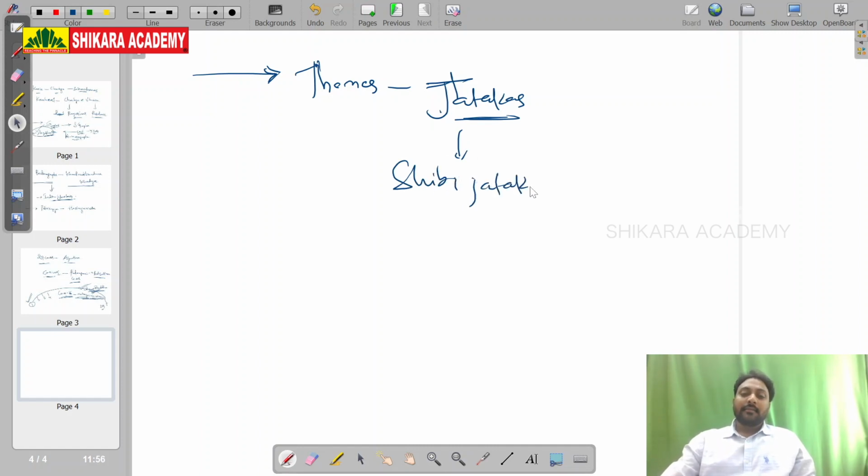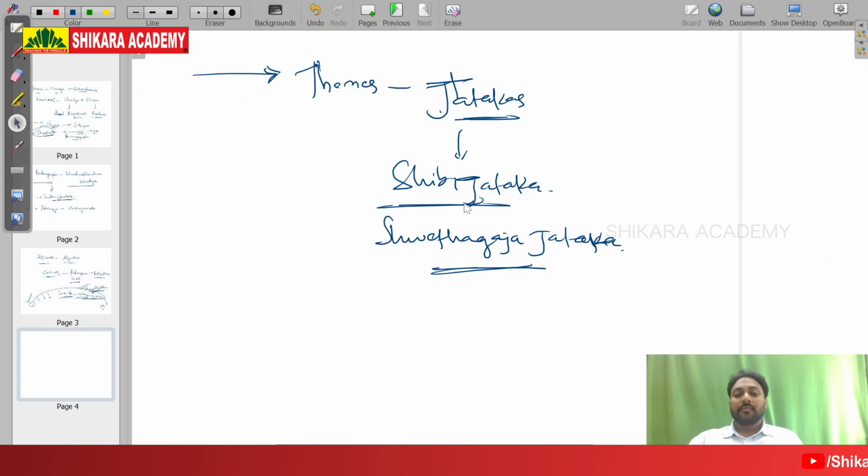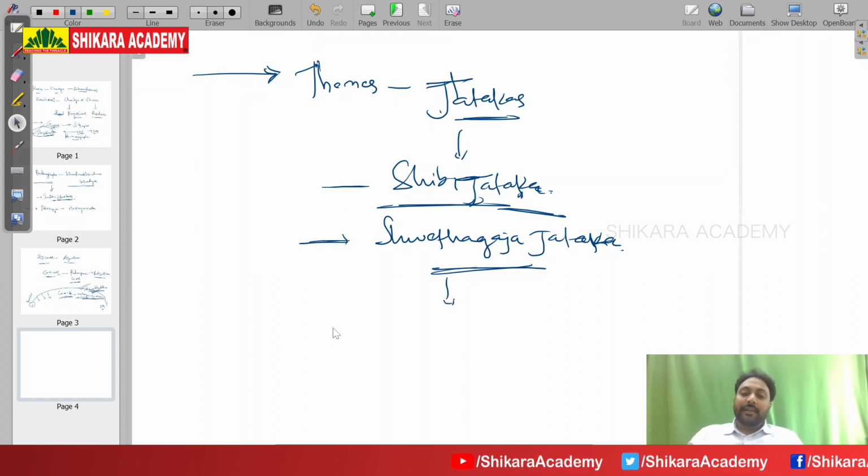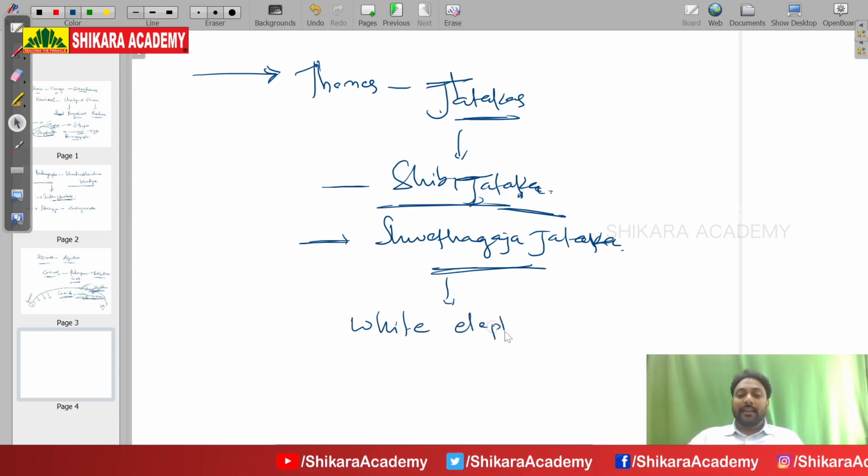Shibi Jataka. Okay, Shweta Gaja Jataka. This Shweta Gaja Jataka means a white elephant. It's the story of a white elephant.